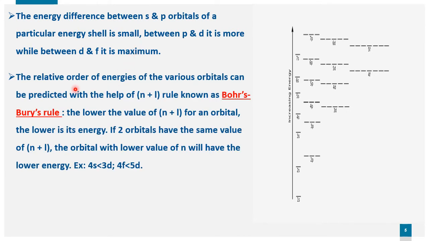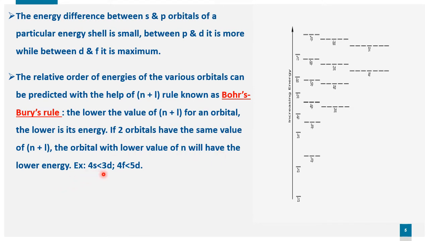Now the relative order of energies of the various orbitals can be predicted or calculated with the help of the n plus l rule, which is known as the Bohr-Bury rule. Bohr along with Bury, both are scientists' names, so that rule is called the Bohr-Bury rule. What does the rule say? The lower the value of n plus l for an orbital, the lower is its energy. If two orbitals have the same value of n plus l, then the orbital with the lower value of n will have the lower energy.